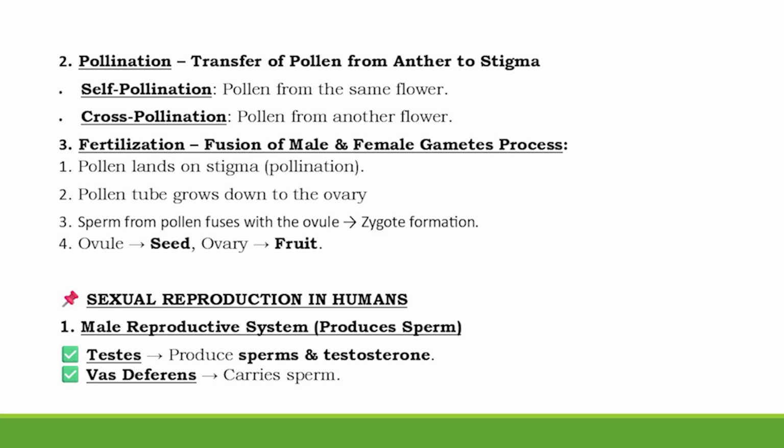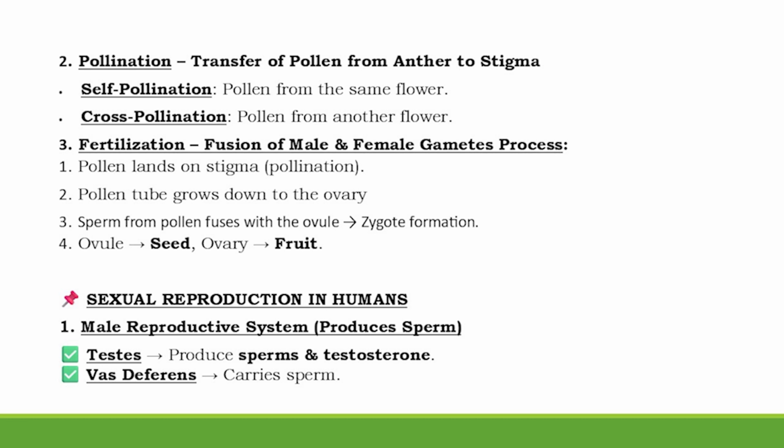The process: 1. Pollen lands on stigma, pollination. 2. Pollen tube grows down to the ovary. 3. Sperm from pollen fuses with the ovule, zygote formation. 4. Ovule becomes seed, ovary becomes fruit.